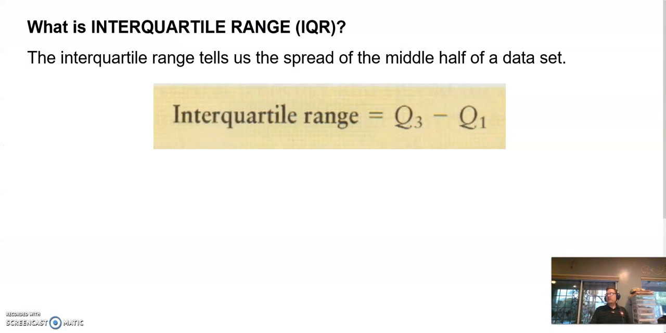So we have what's called the interquartile range. If you take the third quartile and subtract the first quartile, that gives you the interquartile range, which tells us the spread of the middle half of our data. It's the range of the middle 50%.